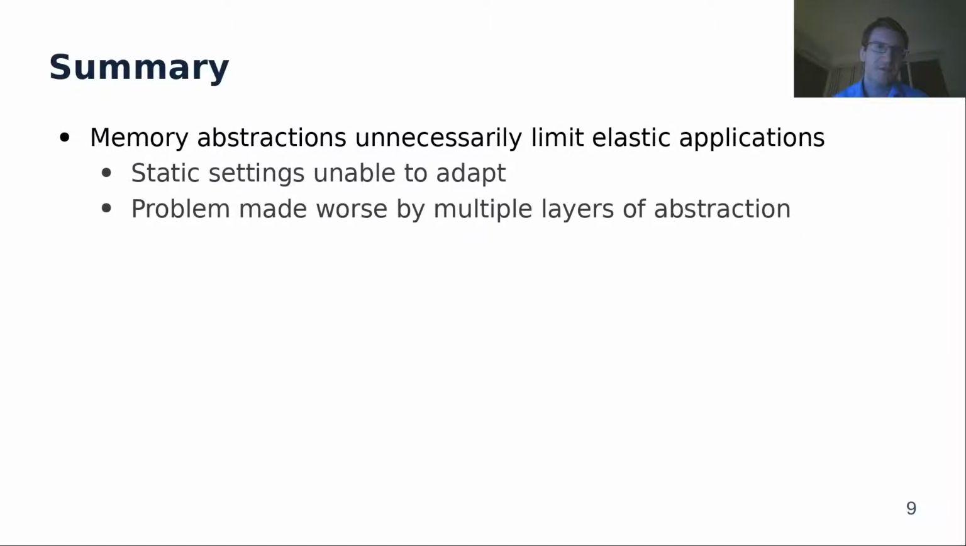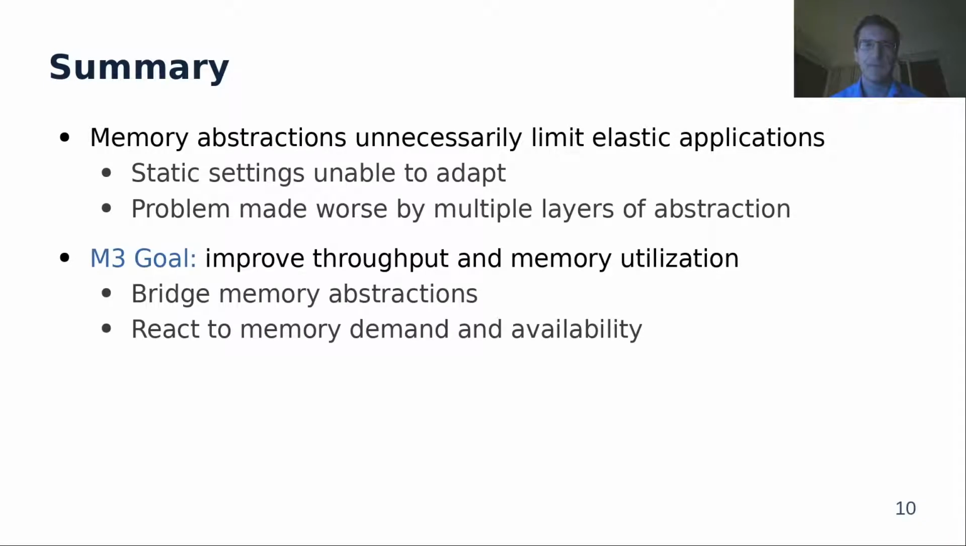So to summarize, we've seen that memory abstractions are hindering elastic applications. They lead to static settings that cannot adapt to changes in memory demand or availability. And the problem is only made worse with modern complex applications containing multiple memory abstractions. Therefore, we created M3, whose goal is to improve the throughput and utilization of elastic applications. M3 works by bridging memory abstractions so that the memory management is coordinated and dynamically reacts to changes in memory demand and availability.